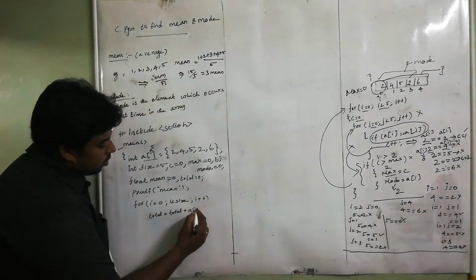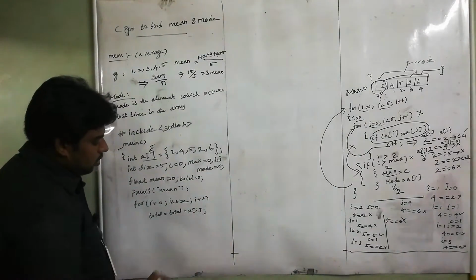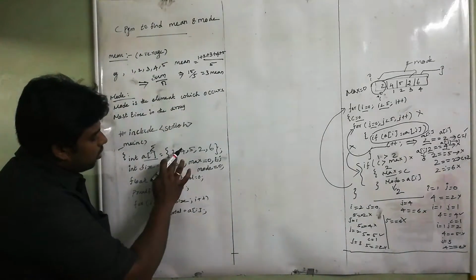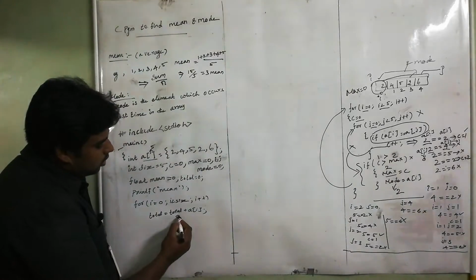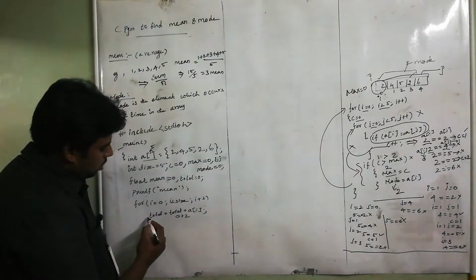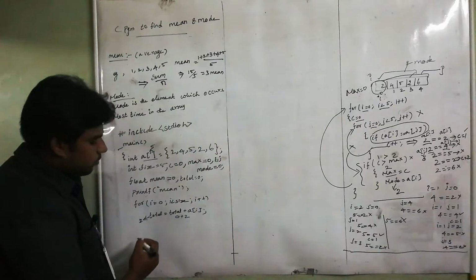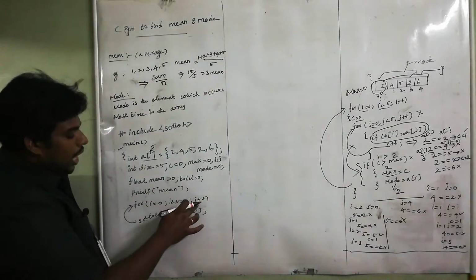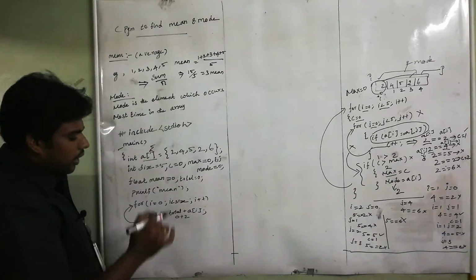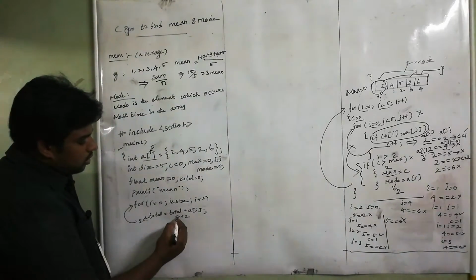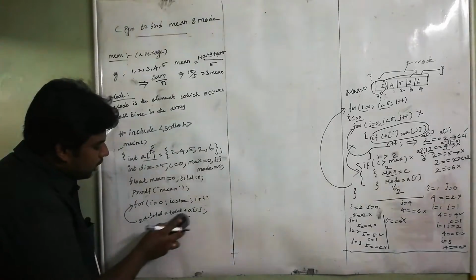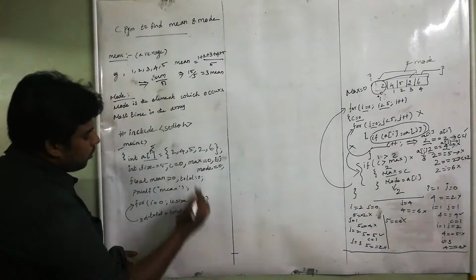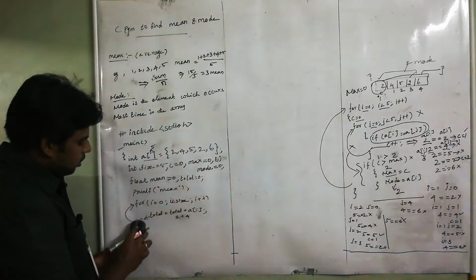a of I, total plus a of I. So initially what is the I value? 0. So what is a of 0? A of 0 is 2. What is total? 0. 0 plus 2. Now what's the total here? 2. After completing this, again for loop. Now I plus plus. What's the I value? 1. Now total is 2. So 2 plus, what is a of 1? 4. What's the answer now? 6.